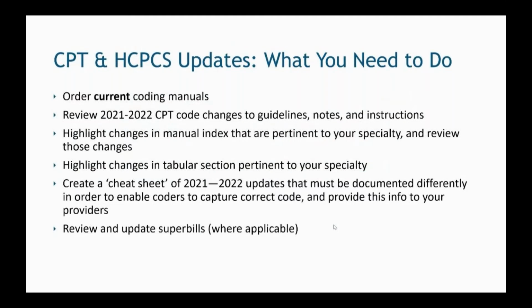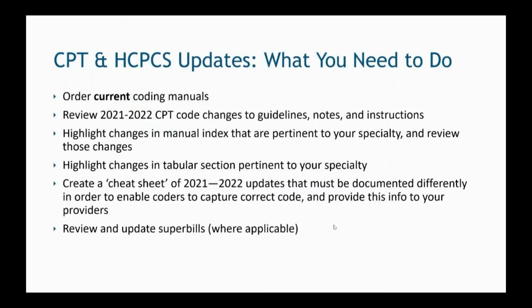Okay, so what you need to do is order current coding manuals. Again, these codes change every single year. So if you're involved in billing and coding, you have to have the current coding manuals. And a lot of times what billers and coders will do, they'll just go online into Google or Bing and try to look up things online. That won't work. You've really got to get the manuals. And you know, the manuals can be pricey, but your facility should pay for that.